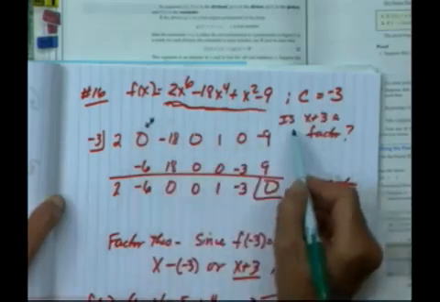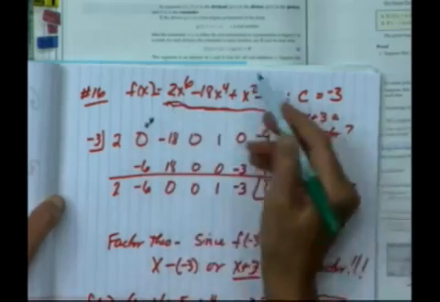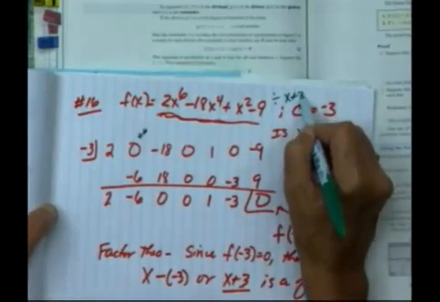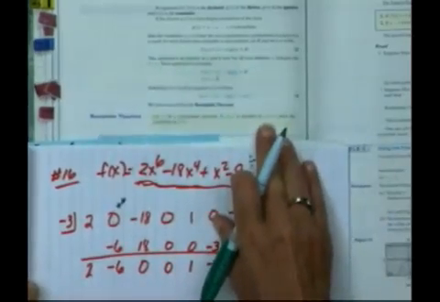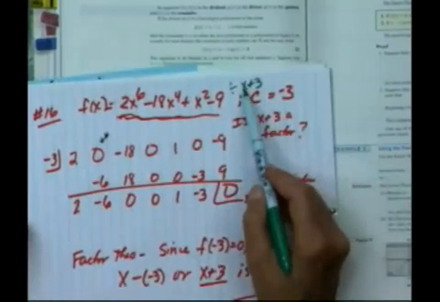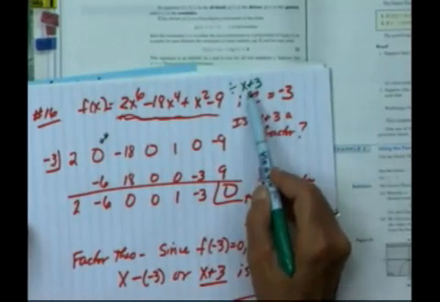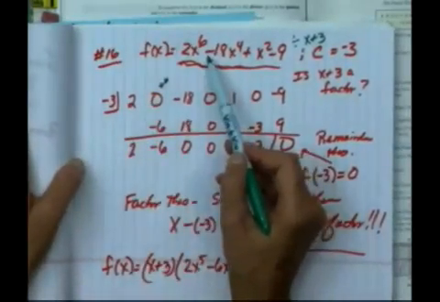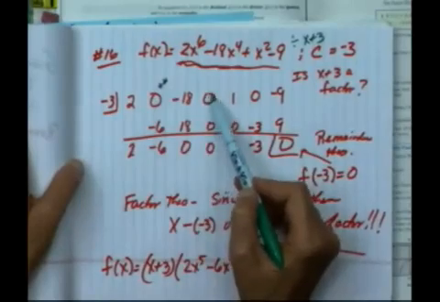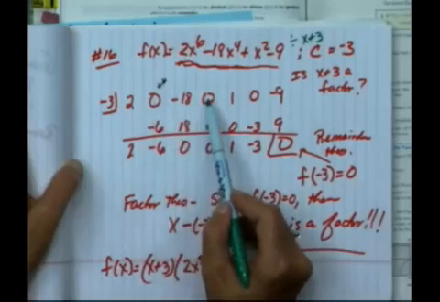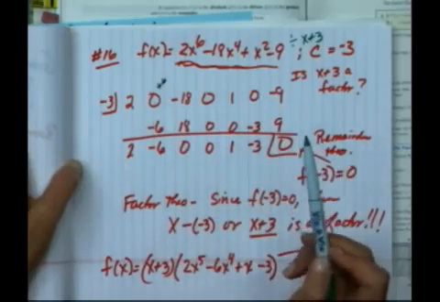Or if you wanted to think about it, is this function divided by the factor x plus 3, because the factor, the remainder theorem said you're dividing by x minus c. So x minus -3 is x plus 3. So we use synthetic division, and we remember we have to have a placeholder for every term of x: 6, 5, 4, 3, 2, 1, 0.